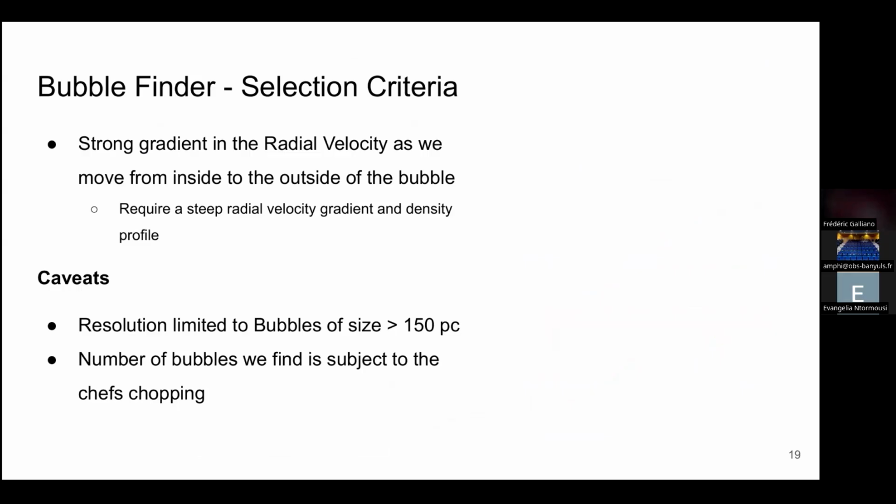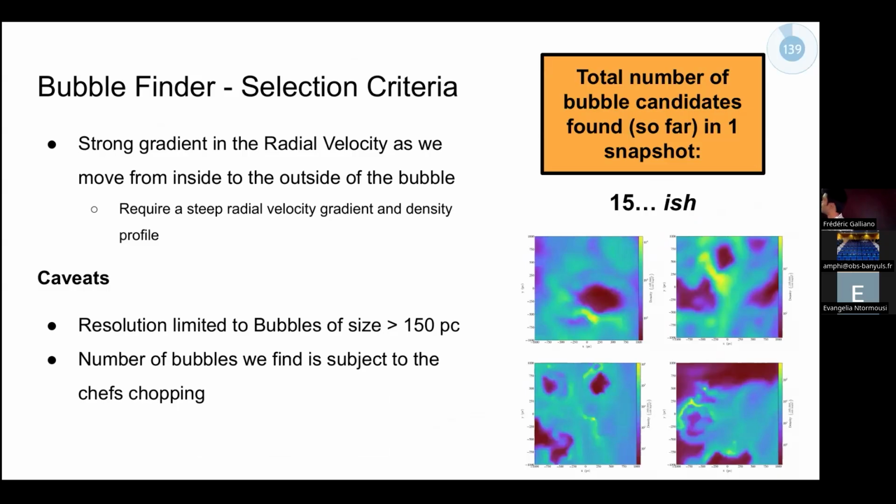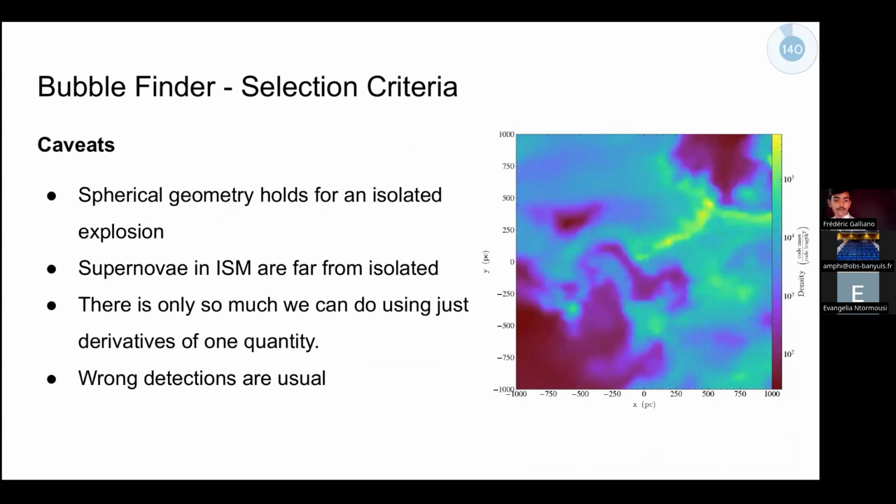To finish it off, we'll look at what went wrong. We first used the radial velocity to determine the size of a bubble and establish the radius, and then ran this algorithm over the entire volume, and we find about 15 potential bubbles. Some of them are kind of like bubbles, but we could not verify them all. Most of them are not bubbles.